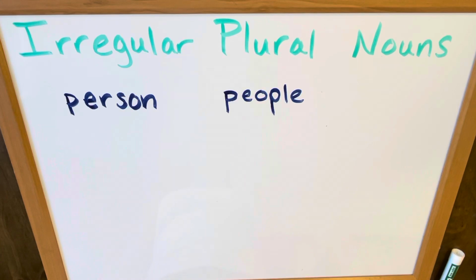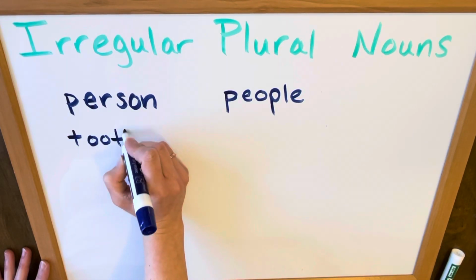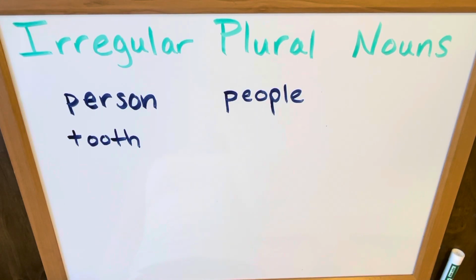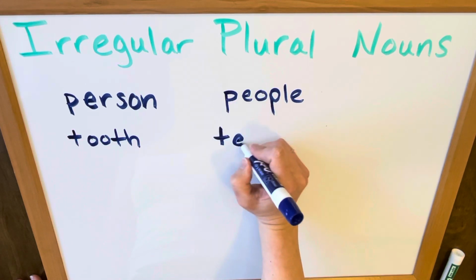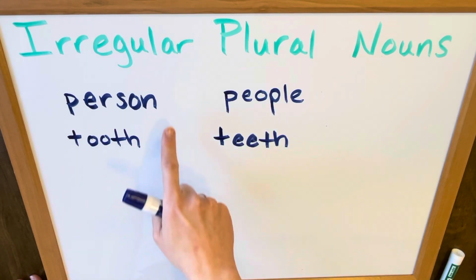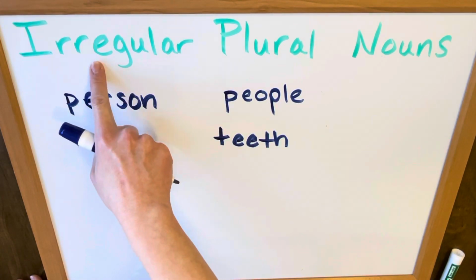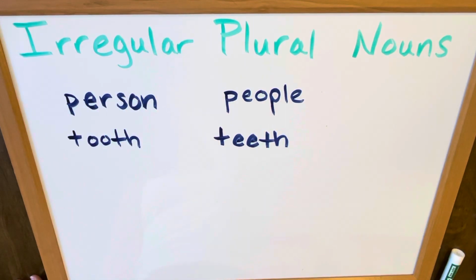Okay. Another example of an irregular plural noun would be tooth. So I have one tooth, or I have many teeth, right? Many teeth. I would not say I have many tooths, right? That's not how we say it. We say I have many teeth. So for these ones, we do not just add an S. The whole word changes, and that's what makes them irregular. They are not regular like the rest, okay?